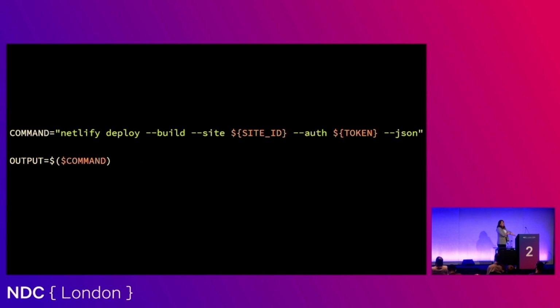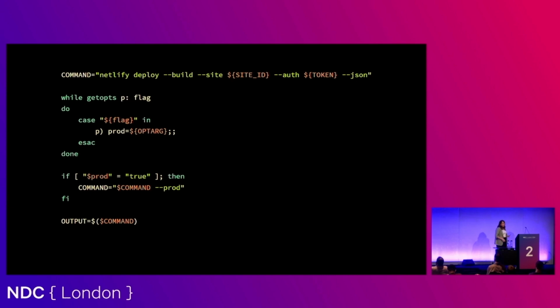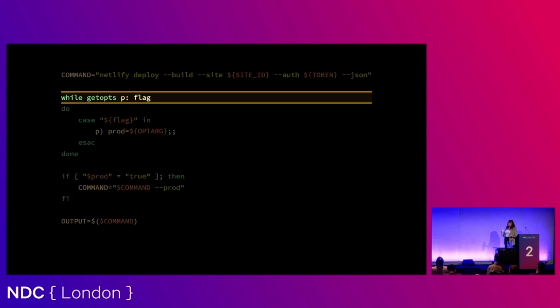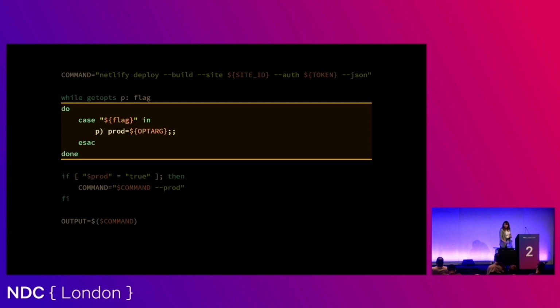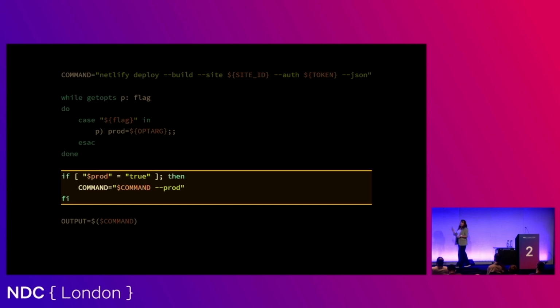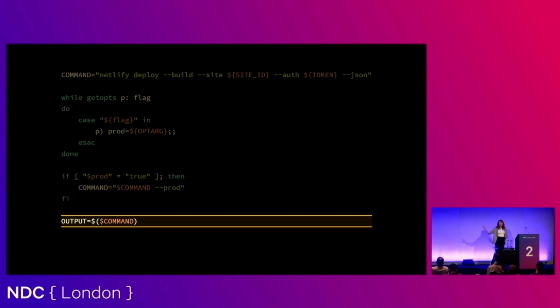So I'm going to pass in a flag to my script, and if I quickly have a look at my Netlify deploy script, previously I had the command and then I saved the output of running the command. This time I'm going to check: is there a P flag? Is there a production flag? I want to get the flag, save it in a variable, then check if production is true. I want to append the Netlify production flag to the end of the Netlify deploy command. And then again, save the output of that command.